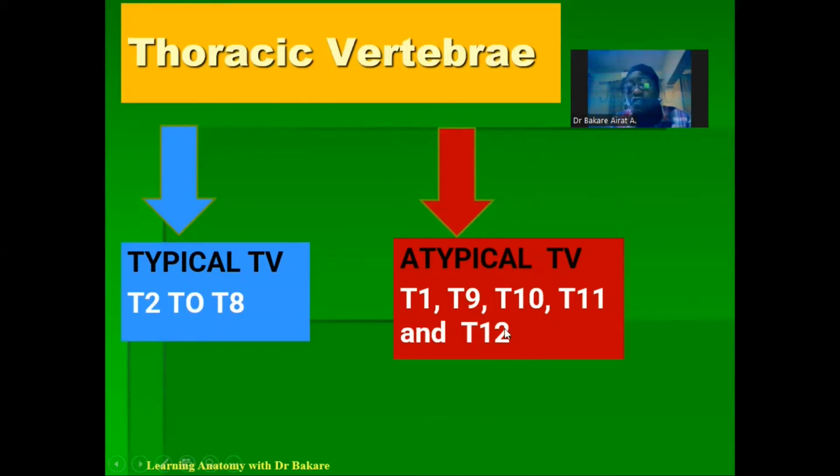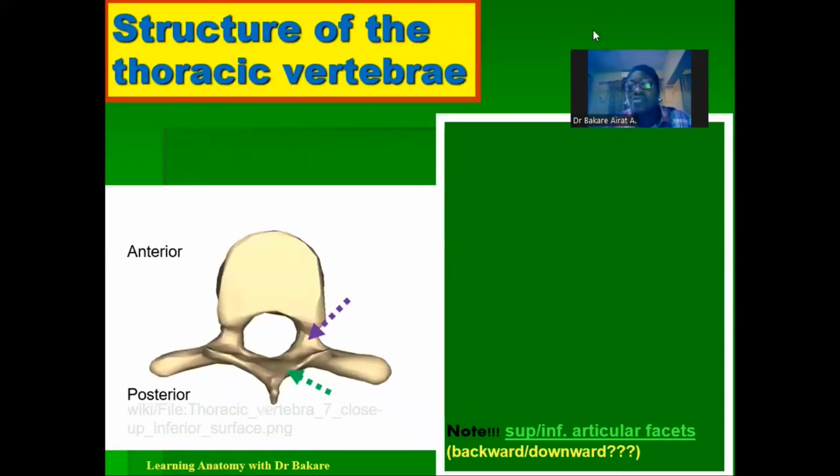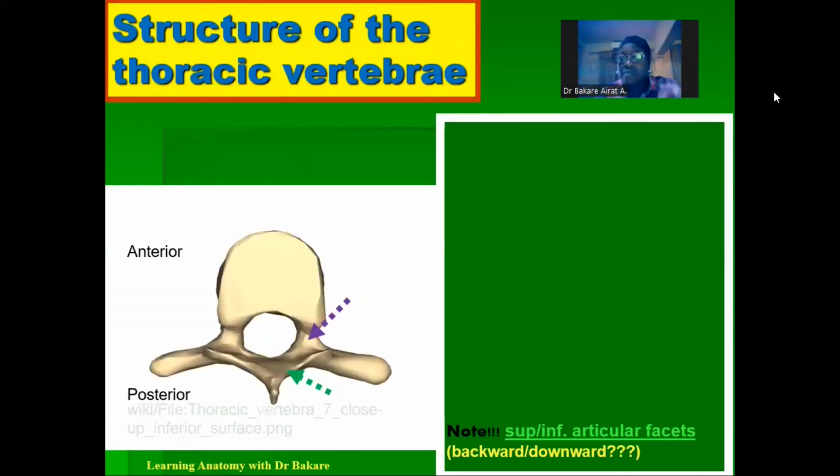If you study them one after the other, you see that they have distinct features that distinguish them from the typical thoracic vertebrae. But for the purpose of this lecture, we will be focusing on the typical thoracic vertebra, checking the structural configuration of what a typical thoracic vertebra presents. Let's look at the structure of a typical thoracic vertebra.